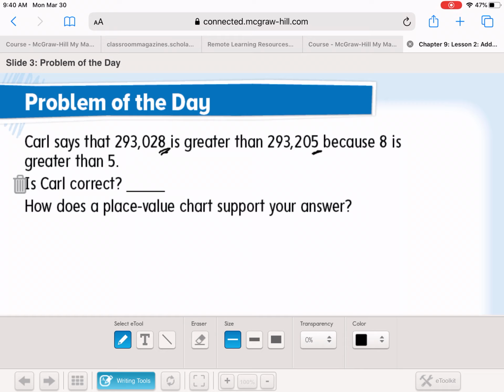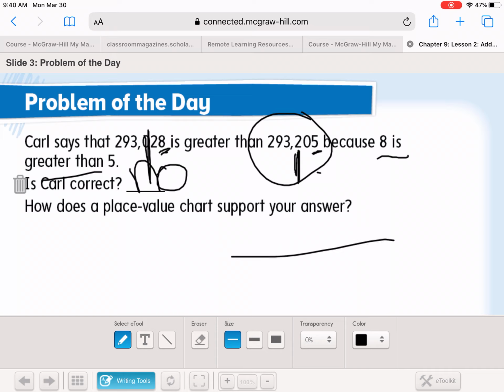All right. So, is he right? No, he's not correct, because the 2 here in the hundreds place is greater than the 0 in the hundreds place. So a place value chart would tell us that, right? Well, it's because 8 is greater than 5. We would see that this number is greater because the 2 is worth more in the hundreds place. And as you go to the left, the numbers are worth more. As you go to the right, the numbers are worth less.